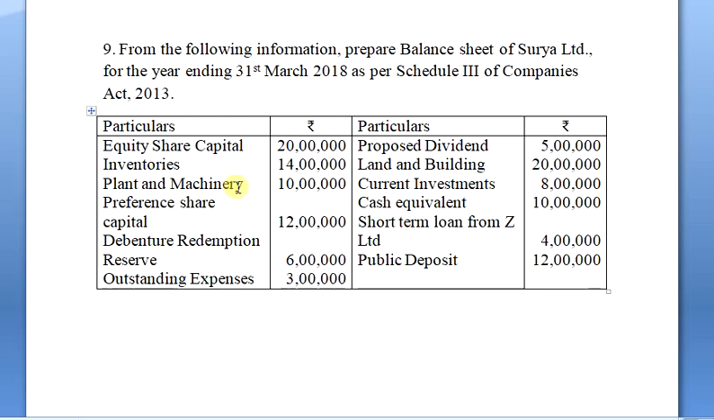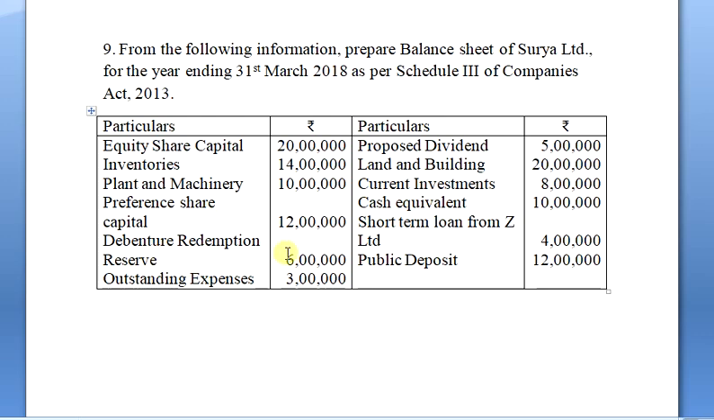Plant and machinery will be moving to the fixed assets under the tangible assets. Preference share capital 12 lakhs. This preference share capital will be moving to where? To the share capital, that is under the shareholders fund. Equity share capital as well as preference share capital will be maintaining a note. So equity share capital 20 lakhs plus preference share capital 12 lakhs. So overall 32 lakhs, it should be maintained in note number 1.